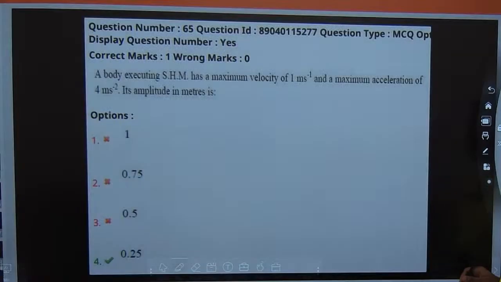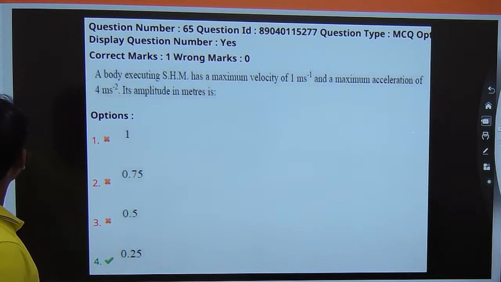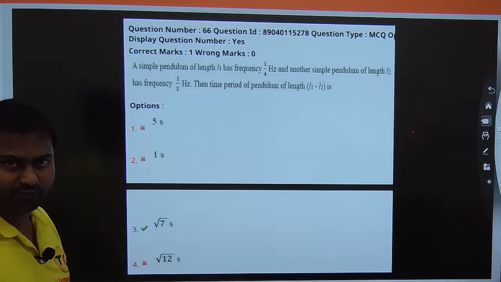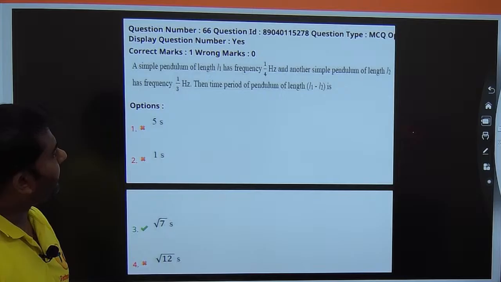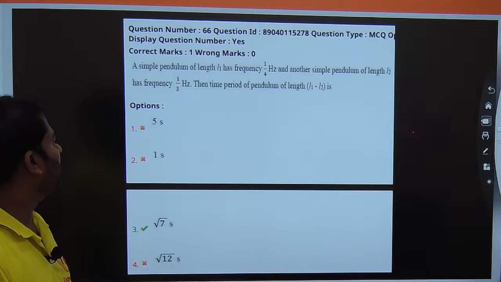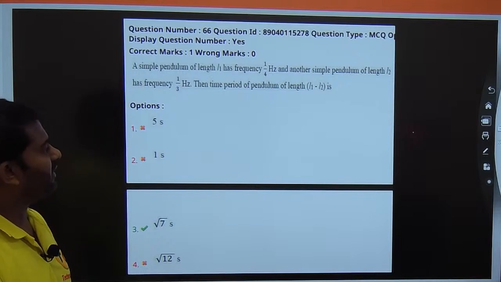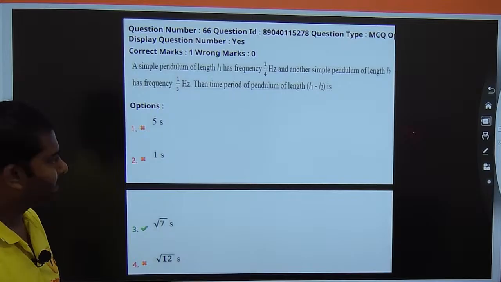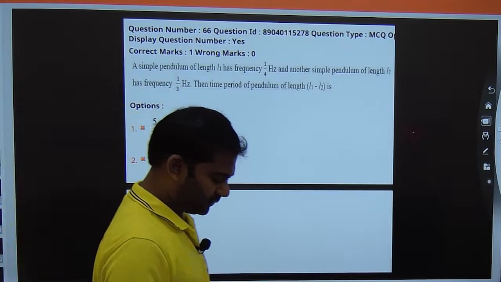Let us proceed with the next question. Now question number 66. We are left with only exactly 10 questions now. It is given that a simple pendulum of length L1 has frequency 1 by 4 Hz and another simple pendulum of length L2 has frequency of 1 by 3 Hz. Then the time period of a pendulum of length L1 minus L2 is. Let us go step by step in this question.